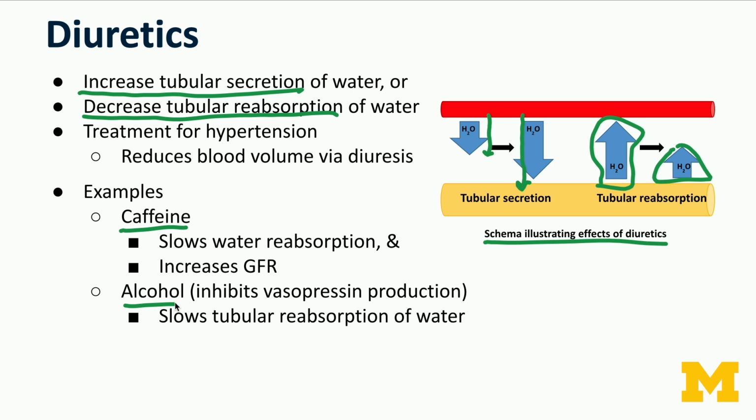Alcohol is an interesting diuretic in that alcohol inhibits vasopressin production. By inhibiting vasopressin production, you are reducing the distal convoluted tubule's ability to reabsorb water, so you slow that, and as a result, more water then stays within the distal convoluted tubule and remains as filtrate for the eventual formation of urine. That's why when people drink either caffeine or alcohol, they seem to urinate in greater proportion to the amount of liquids that they are consuming.